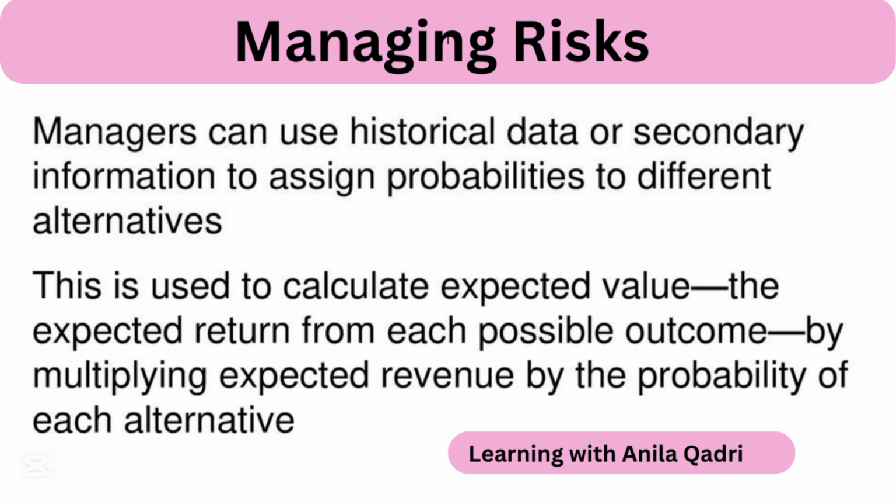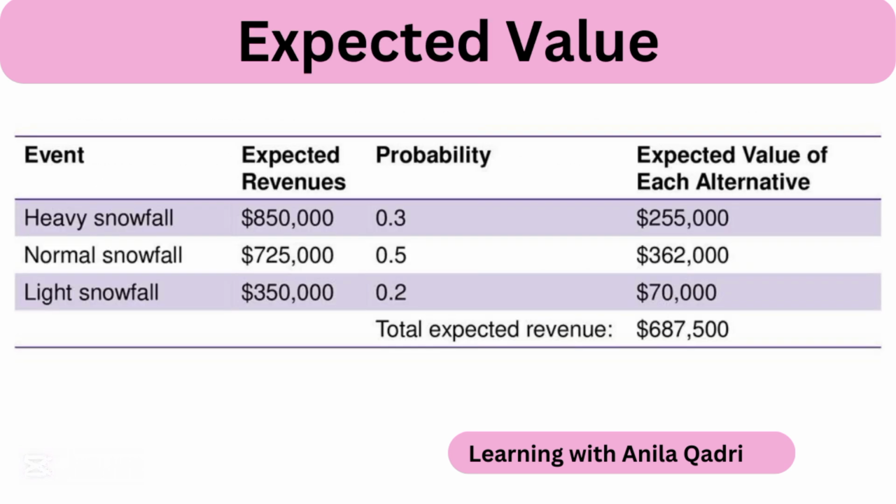Managing risk. Managers can use historical data or secondary information to assign probabilities to different alternatives. This is used to calculate expected value, the expected return from each possible outcome, by multiplying expected revenue by the probability of each alternative. Here is a chart given related to expected value.